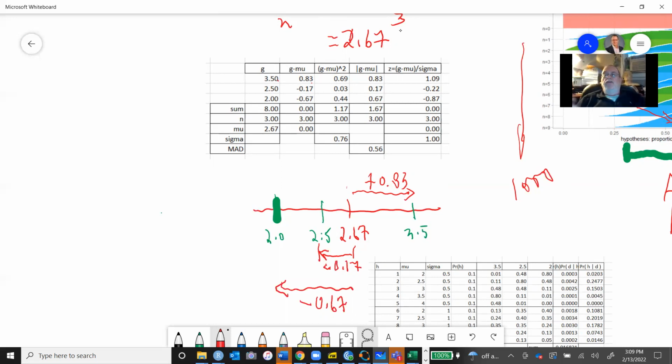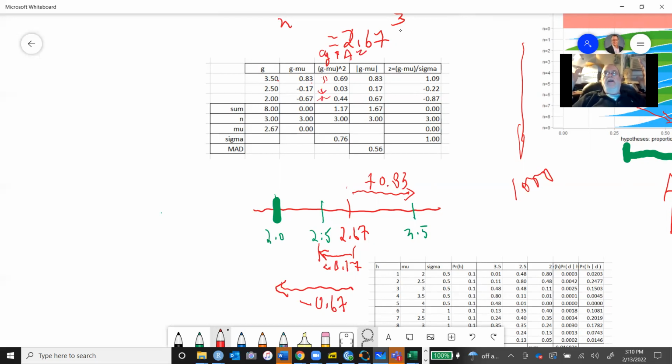We have two fixes for that. We can either take that deviation and square it and make these all positive numbers. Sum those up, 1.17. Divide by 3. Actually, we're going to divide by 3 minus 1, or 2. And then take the square root of that, because these are deviation squared, or grade point average squared, which is a meaningless number to us.